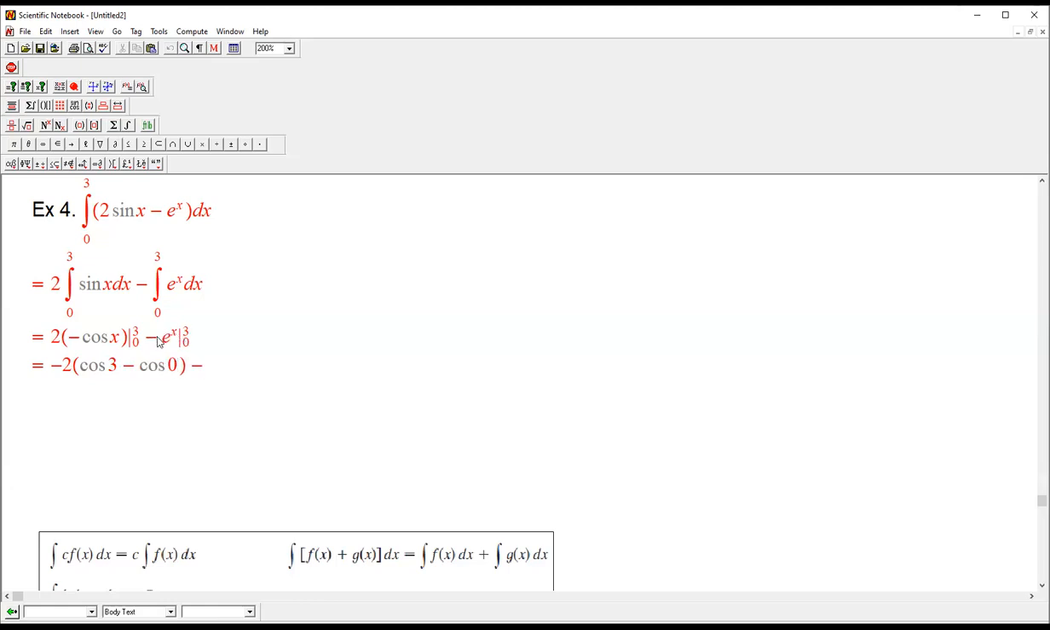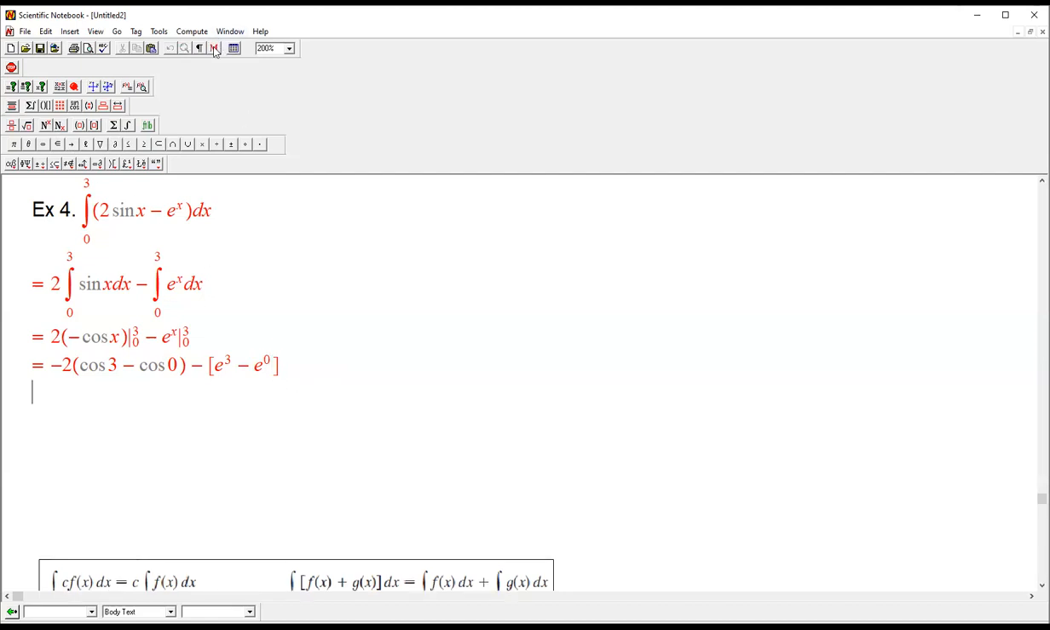Subtracting, there's a minus sign here, so to be on the safe side, I'm going to put a bracket. So this is going to be e to the power 3 subtracting e to the power 0. And then you simplify. By the time you are in calculus 2, you are expected to know how to do all of these and show work properly.